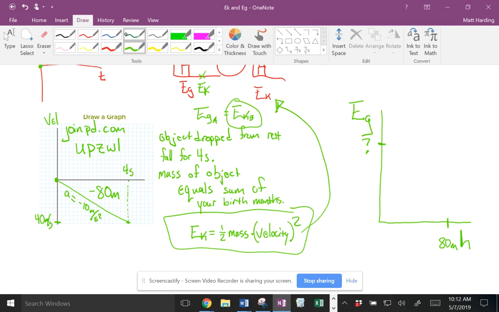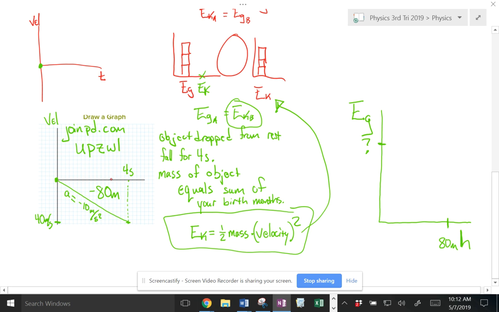So I propose that you and your group go through and carry this out for 3 seconds, 2 seconds, 1 second, and then create a plot. You're going to have to figure out the height it drops from. You're going to have to figure out how fast it's going in the end. So you can say how much EK it had, how much EG it had. All right? So that's your task. You got 20-ish minutes. Do some math.